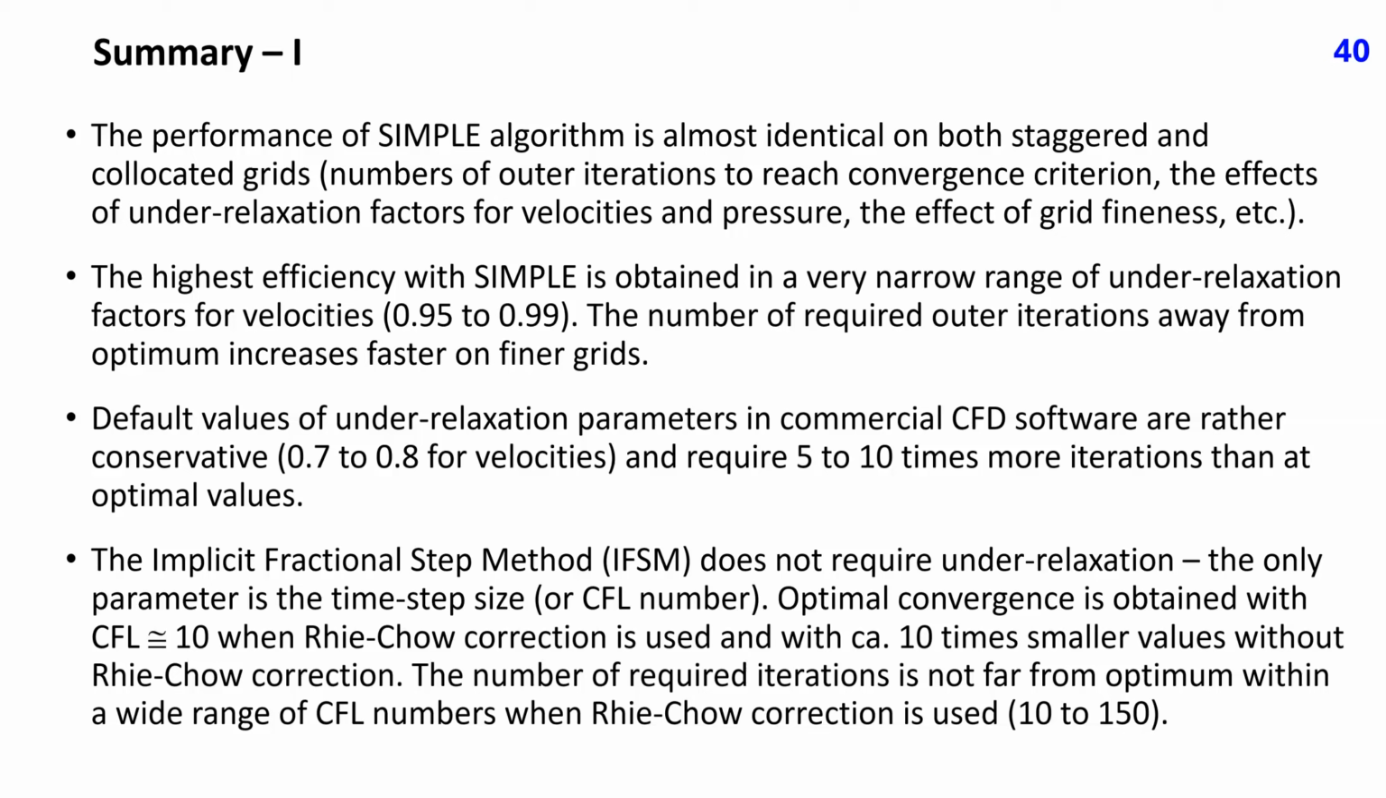Optimal convergence is obtained with CFL around 10 when Rhie-Chow correction is used, and with circa 10 times smaller values without Rhie-Chow correction. The number of required iterations is not far from optimum within a wide range of CFL numbers when Rhie-Chow correction is used, 10 to 150.